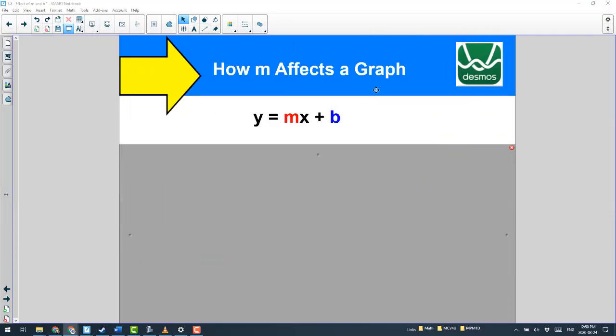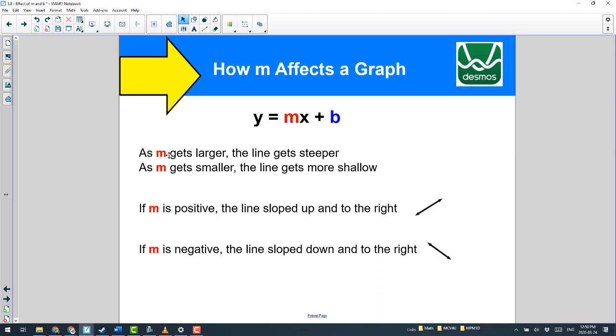So let's put this down now. What does this mean? Well, when m gets larger, it means my line is going to get more and more steep. If m gets smaller, the line is going to get more and more shallow. So that's going to tell you about the steepness of the line. And then we're going to look at, well, is m positive or negative? If m is positive, then we're going up and to the right. If m is negative, we're going to be going down and to the right.